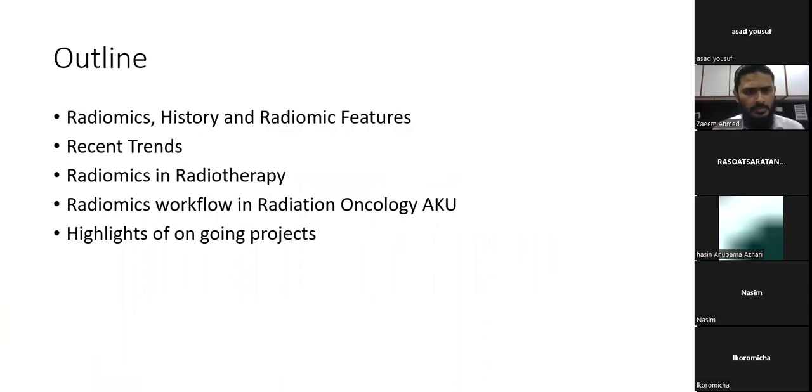So my outline would be about some basic definition of radiomics, some history of radiomics, how we can extract radiomic features, what the recent trends in radiomics are, how radiomics is applied in radiotherapy, what the basic radiomics workflow in radiation oncology at AKU is, how we are applying radiomics for predicting outcomes, and some highlights on the ongoing projects.